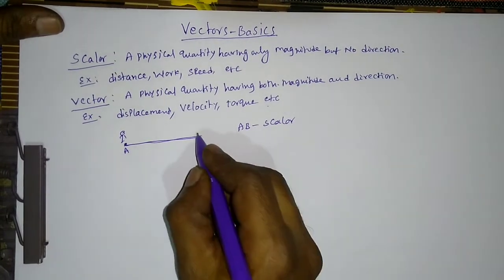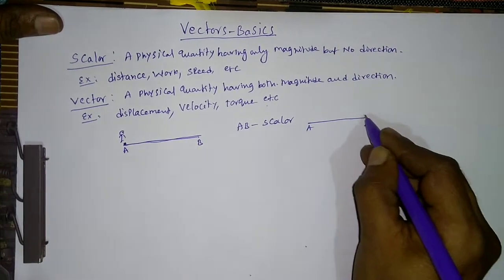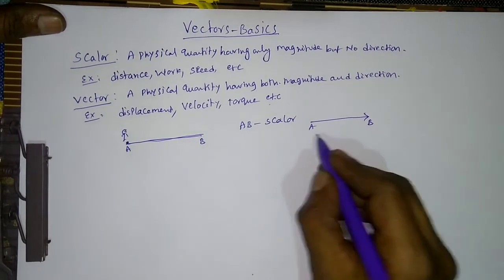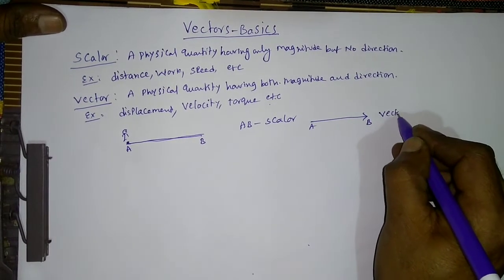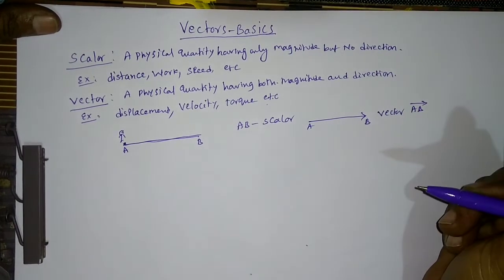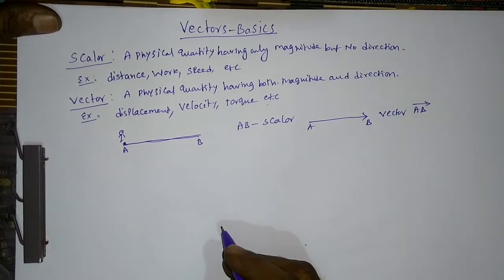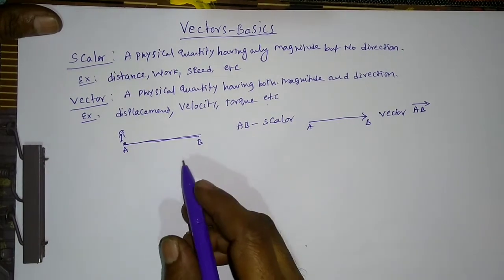So if a person is moving from A to B like this, represented with an arrow mark, then we can say a vector can be represented like this: AB with an arrow, or AB bar. You can say that this is a vector physical quantity. So this is the difference between a scalar and a vector.